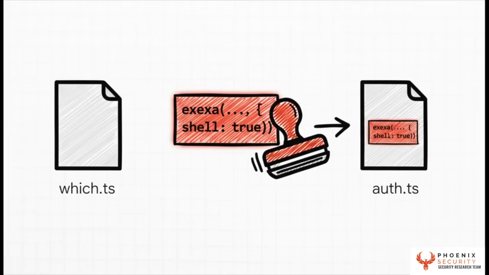And here it is, the big reveal. This is the root cause. In two totally separate parts of the code, which.ts and auth.ts, you see the exact same vulnerable pattern. It's execa with shell true being fed a raw, unsanitized string. It's a classic, textbook, copy-paste coding mistake, but one with absolutely devastating security consequences.